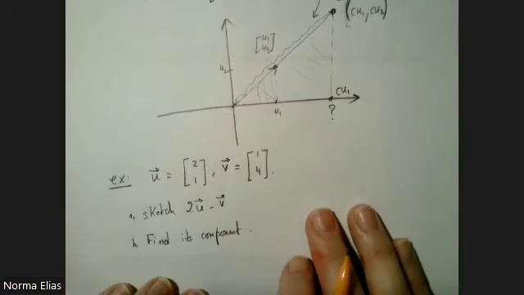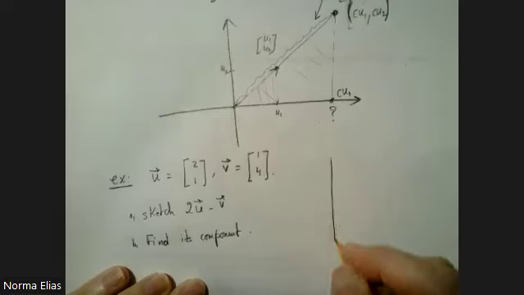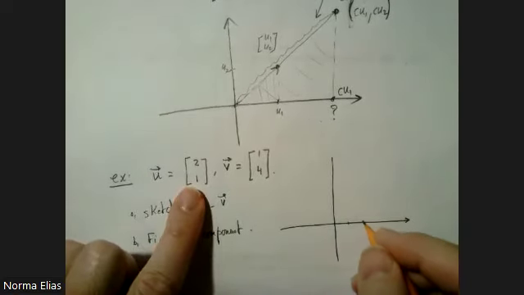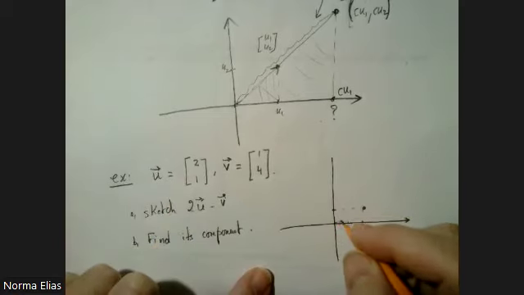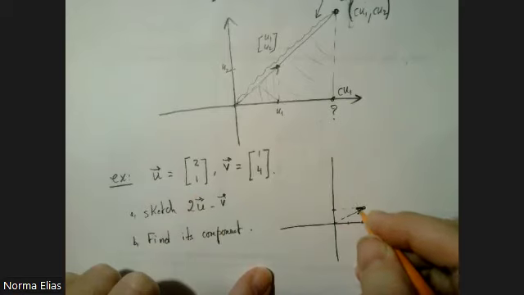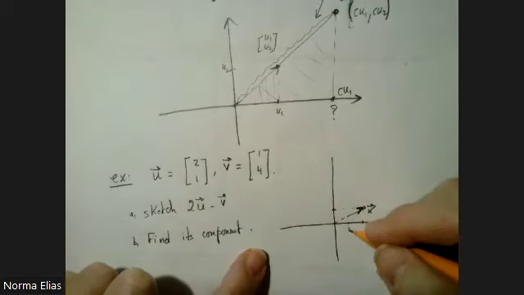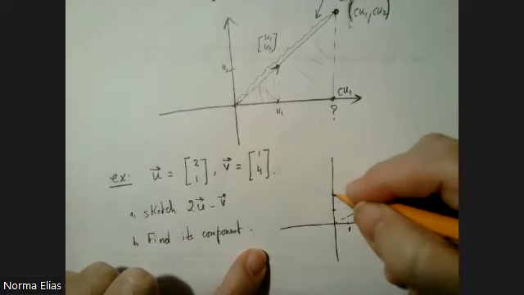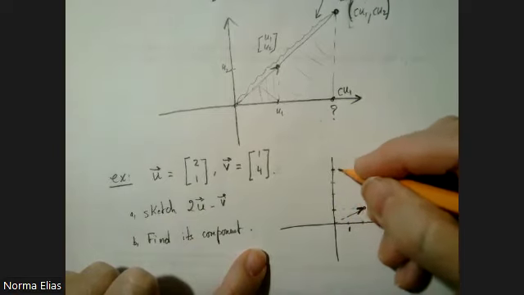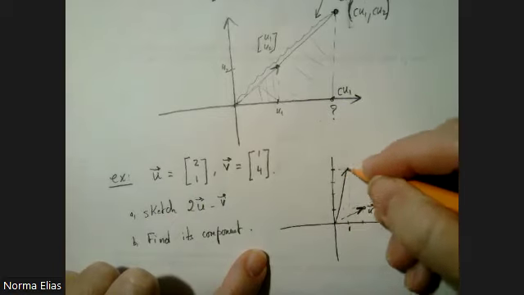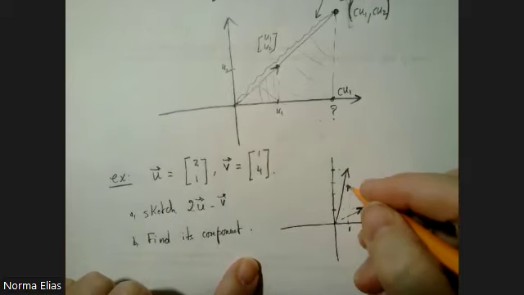Okay, so let us sketch 2u minus v. To do that, first I need to sketch u. It's (2, 1). This is my u. And v is (1, 4): 1, 1, 2, 3, 4. This is my vector v.